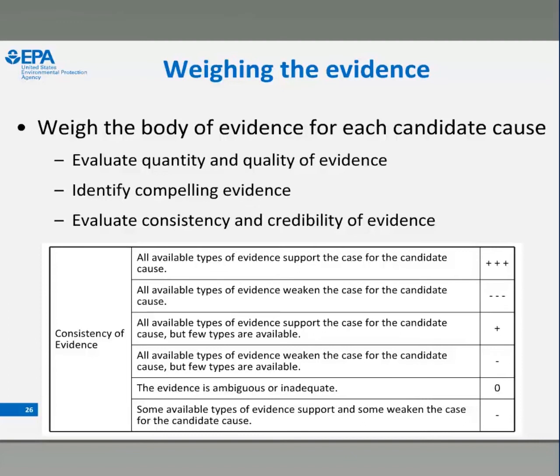After the individual types of evidence are scored, the next step is to weigh the evidence for each candidate cause. This is done by evaluating the quantity and quality of evidence, identifying especially compelling evidence, and then evaluating consistency and credibility of evidence. At this stage, you're still looking at all evidence within a single candidate cause. As an example, the table below here shows how consistency of evidence is scored. If all the types of evidence you have for a given candidate cause support the case for it, consistency gets 3 pluses, or 3 minuses if all those types of evidence weaken the case for it. It means your evidence is very consistent across all the types you have. If it's less consistent, it can score +1 or -1, and if it's ambiguous or really insufficient, it'll score a 0.